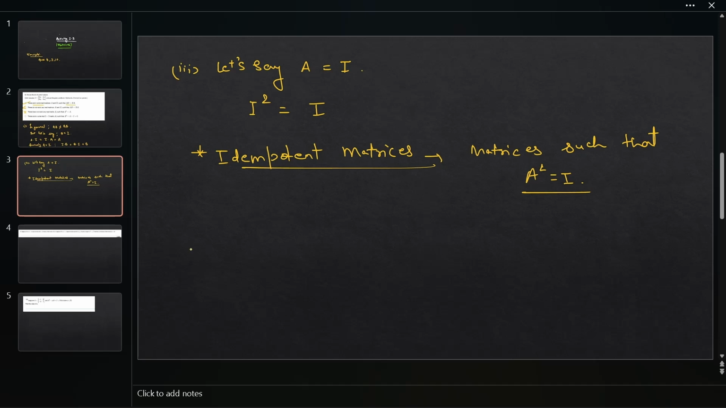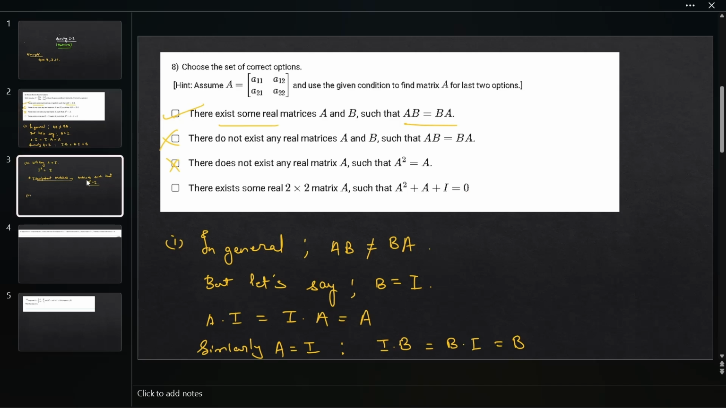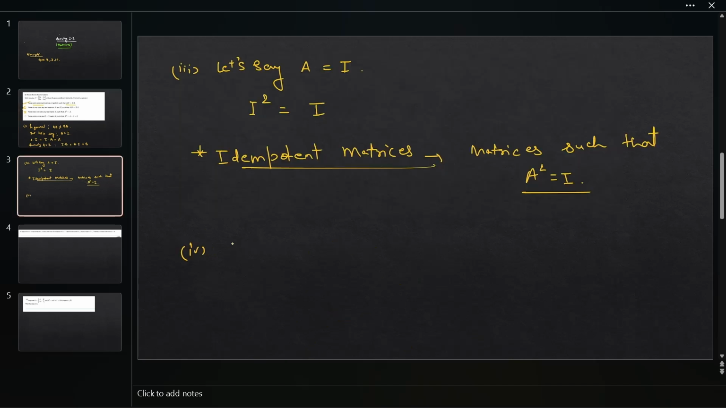Now coming to the fourth option, where it is given that there exists some real 2 cross 2 matrix A such that A square plus A plus I equal to 0. We again have to show that there exists some matrix.